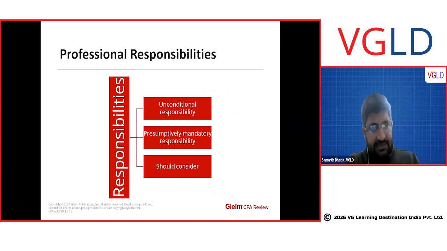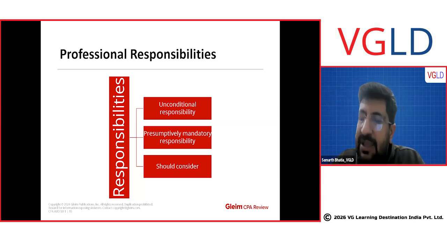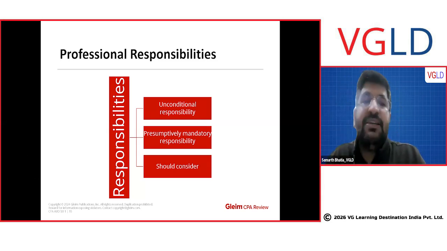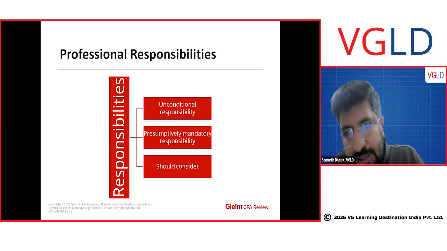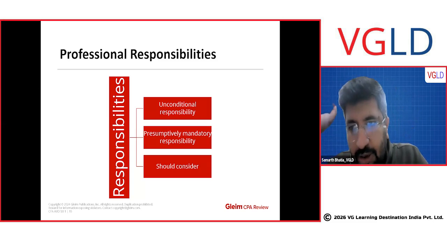Now I'm coming to the professional responsibilities. According to the generally accepted auditing standards and the Public Company Accounting Oversight Board standards, we use the following categories of professional responsibilities. The first is an unconditional responsibility. Unconditional means there should not be any reason that an auditor should not comply with that. That responsibility has to be fulfilled by an auditor in any condition. The auditor must comply with that.